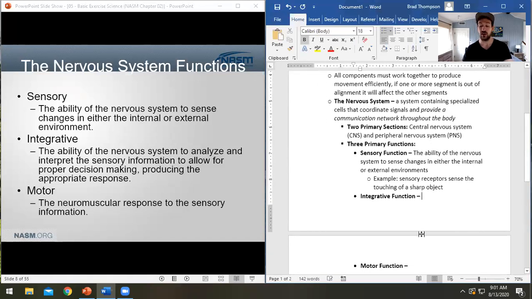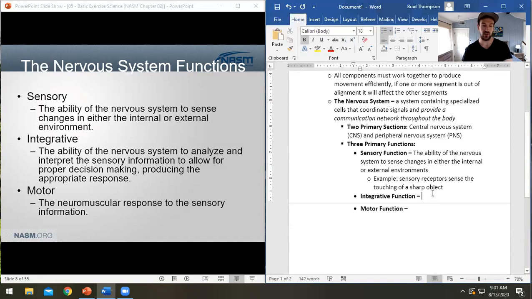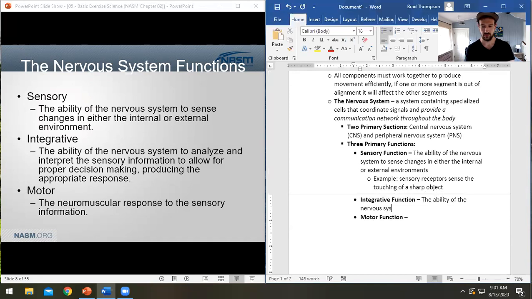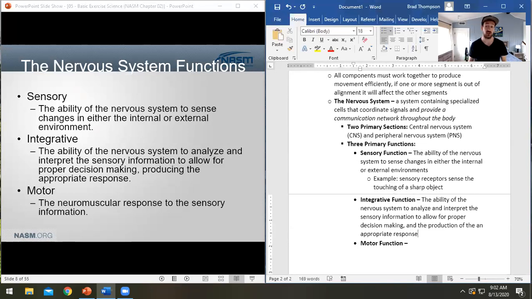And then you've got your integrative function. So your integrative function is the ability of the nervous system to analyze and interpret the sensory information to allow for proper decision making and the production of an appropriate response. So your integrative function is your nervous system's ability to go, hey, that's really sharp. We should not keep touching that, right?